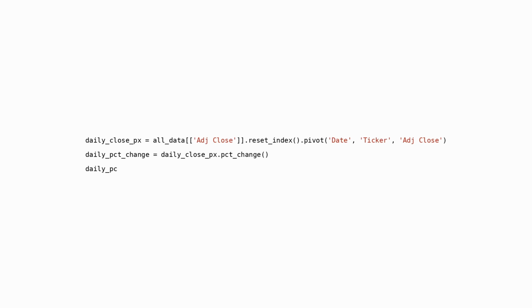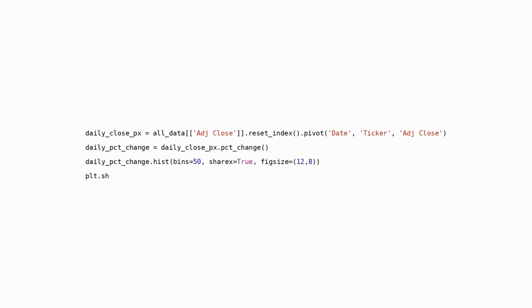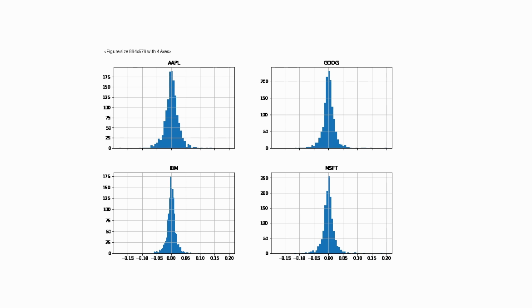Next, the percentage change in prices is calculated using the pct_change method, resulting in a new data frame. This data is then plotted in a histogram with 50 bins, allowing for easier comparison among stocks. The plot is set at a size of 12x8 inches and is displayed using the show function, possibly from the matplotlib library. Overall, this code analyzes and visualizes the daily percentage change in adjusted closing stock prices from a given dataset.